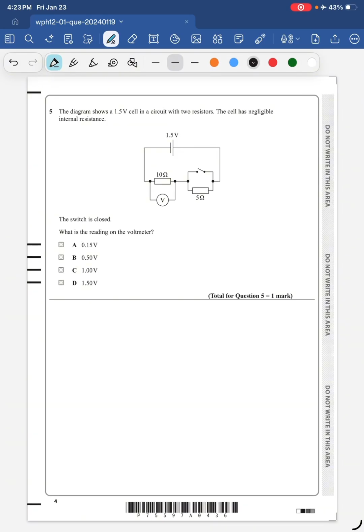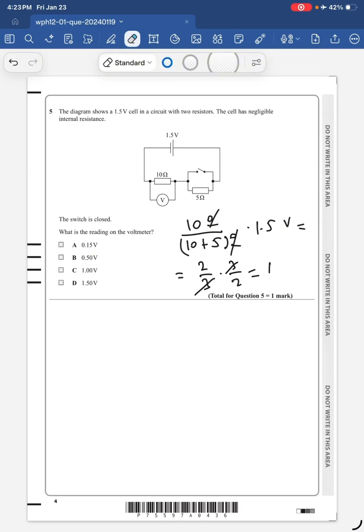Okay, we are tempted to write immediately that we have a resistance of 10 ohms, and then the total resistance in the circuit is 10 plus 5 ohms, right? Ohms cancel, times 1.5 volts, which means this is equal to 2/3 times 1.5. 1.5 volts is 3/2, right? So 3 cancels, so 1 volt, and the answer is C, right? This is what everybody will be inclined to do, right?